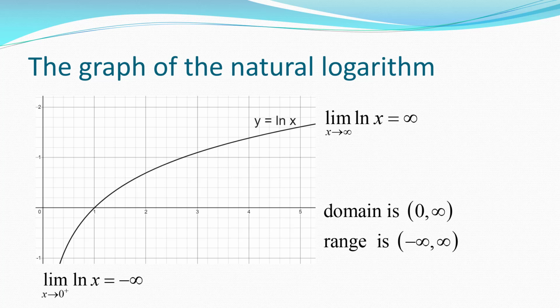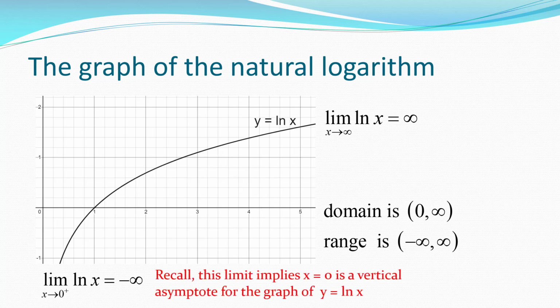Also, as x approaches 0 from the right, the limit of the natural log of x goes to negative infinity, which means if x decreases, the natural log of x also decreases, but without a bound. Since the function is continuous and it goes to infinity on one end and negative infinity on the other, the range has to be everything, all real numbers.